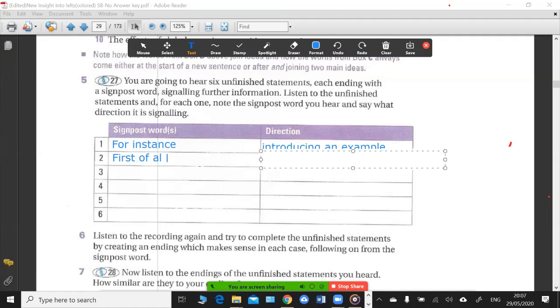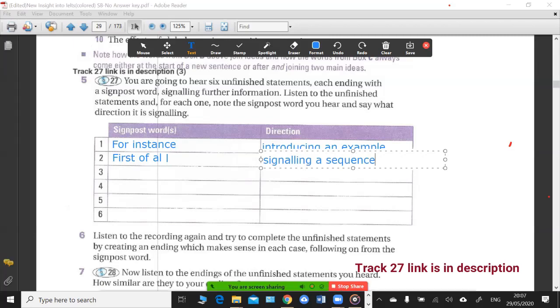What is the signaling direction? What is it signaling? Yes, it is giving you the sequence of something. First of all, secondly, thirdly, after that, finally. So this is like signaling a sequence.